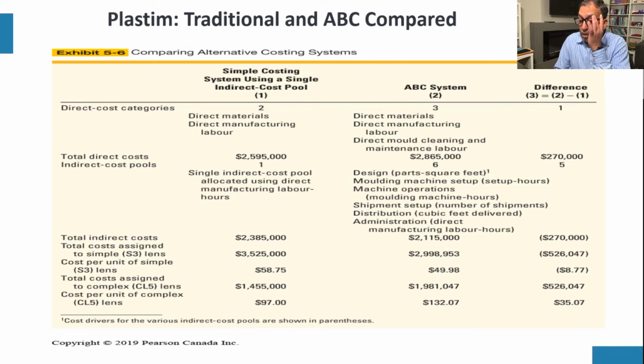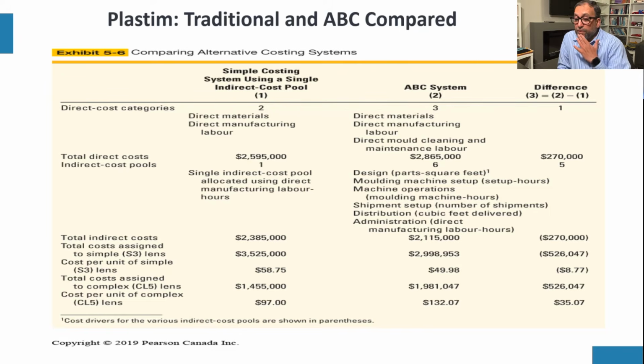When we analyze, we see that according to the ABC system, the simple lens is over costed by 8.77 per lens, and the complex lens is under costed by 35.07.